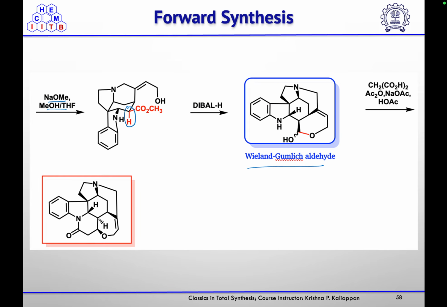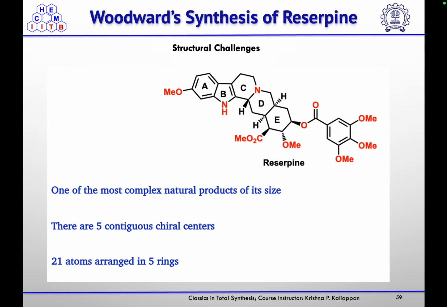Then on treatment with malonic acid in the presence of acetic anhydride, again it will form at this position first an alpha,beta-unsaturated ketone, on which in a 1,4 fashion this alcohol will attack, and on that ester that amine will attack to get the corresponding lactam. So this is strychnine. So this is how they completed the total synthesis of strychnine.